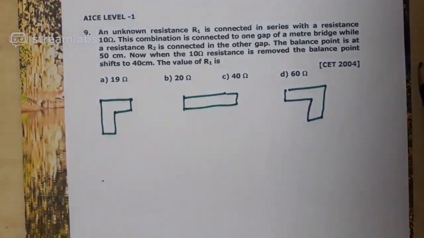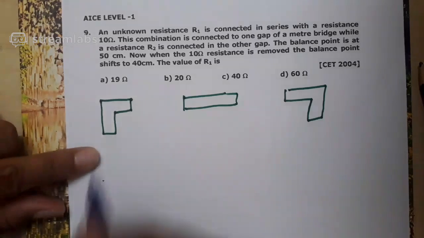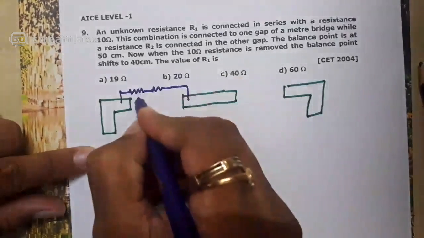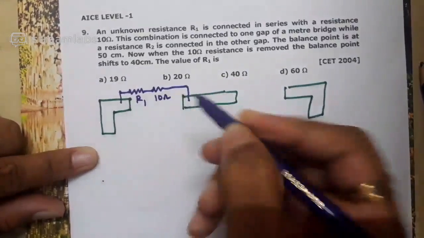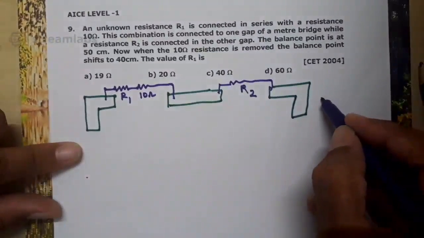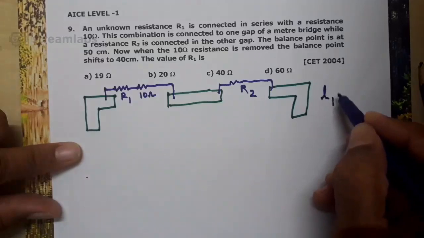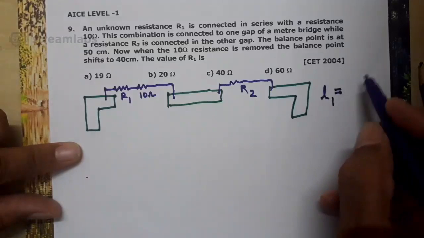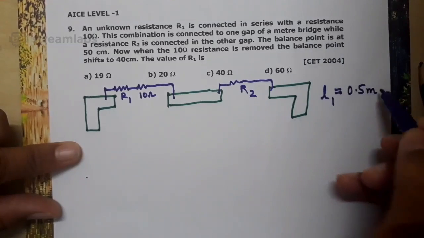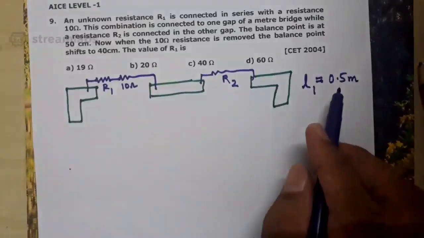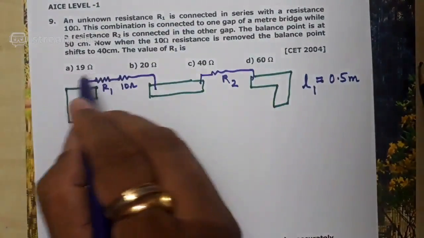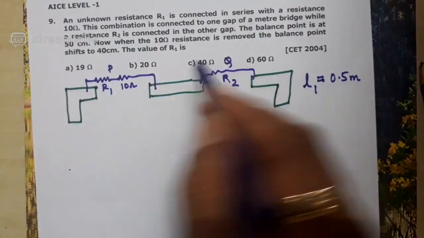So what they said is, here there is R1 connected in series with a 10 ohm. R1 is there, 10 ohm is there. And here you are having R2. Correct? They said balancing length, I'll take it as L1, balancing length L1 is found to be 50 centimeter. 50 centimeter means exactly midpoint, correct? Don't you think that when balancing length is exactly midpoint, the resistance in the left gap should be equal to the resistance in the right gap? Normally we take the resistance in the left gap as P, resistance in the right gap as Q. P should be equal to Q.